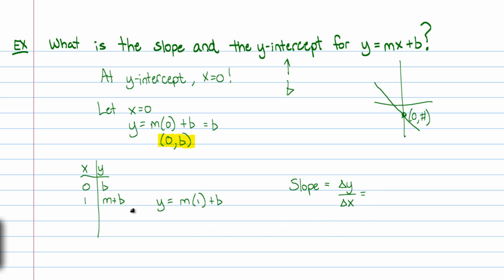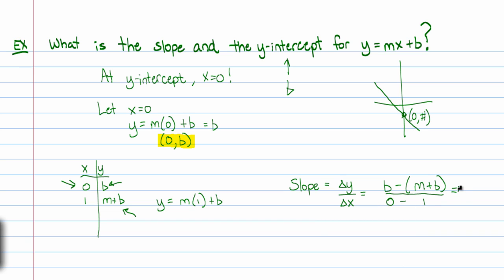So let's see the vertical values. I'll just do this first y value minus the second y value. So in other words, b minus that m plus b. Right? I'm just taking the first y value here and subtracting off this entire second y value. And of course, along the same lines, on the bottom, I have to take the first x value and subtract off the second x value.